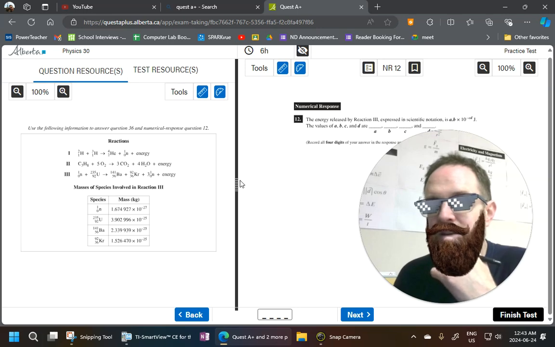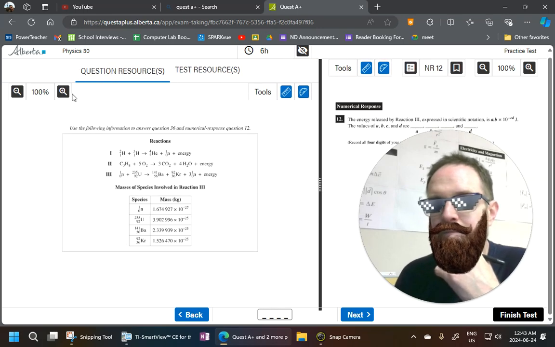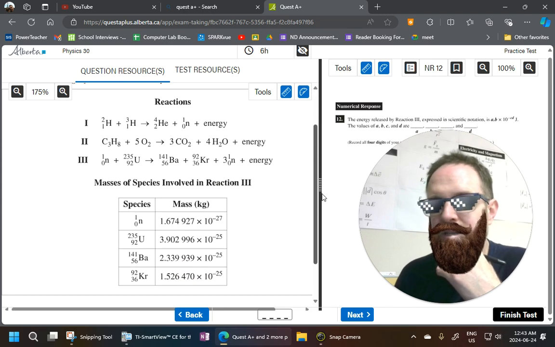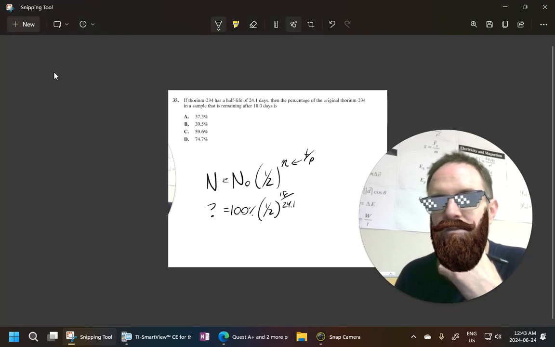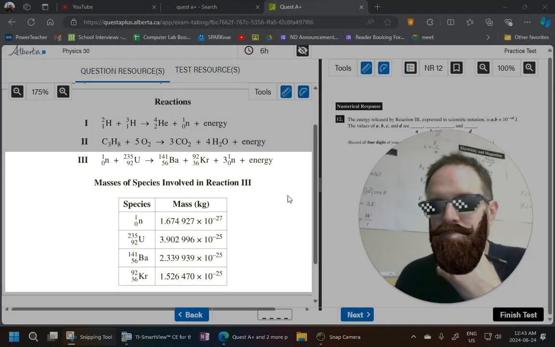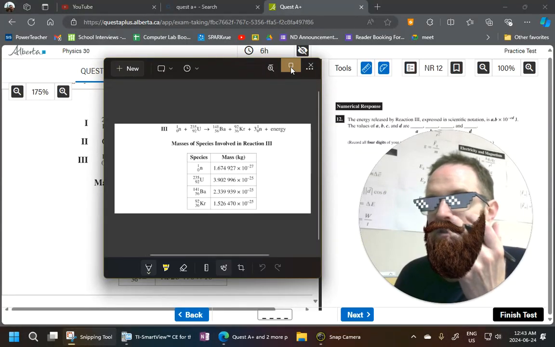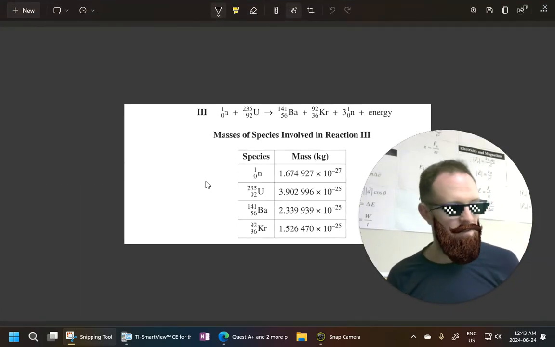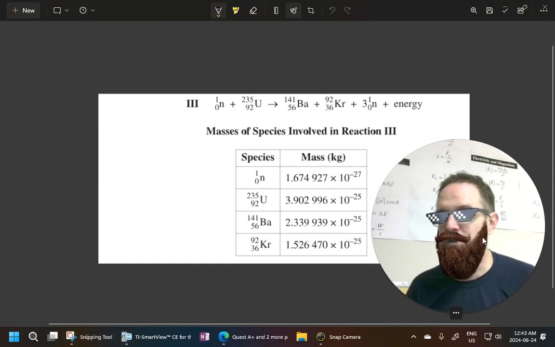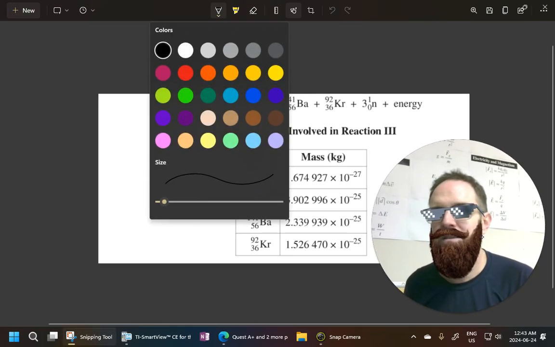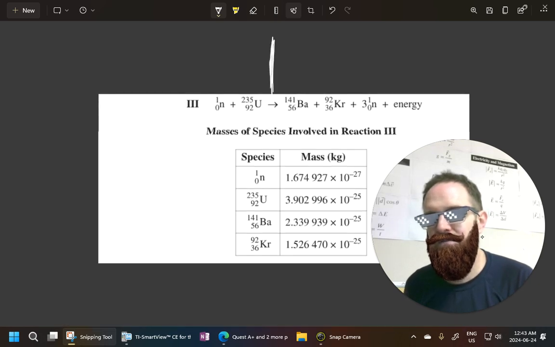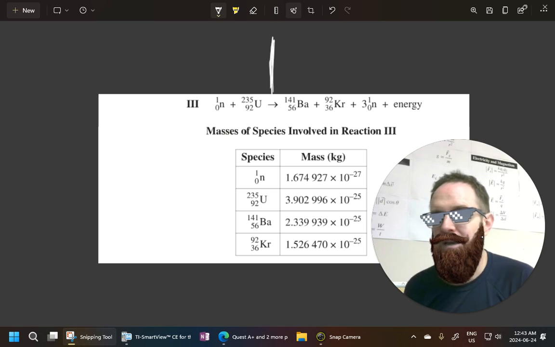Okay, so to do the energy released one, we have to remember how this works. This is for reaction 3. So I'm not concerned about the other reactions here. Just worried about reaction 3. To find the energy released here, I'm going to have to find the mass before and the mass after, because there's going to be a difference between the two. So the mass before is going to be 1 neutron and 1 uranium.